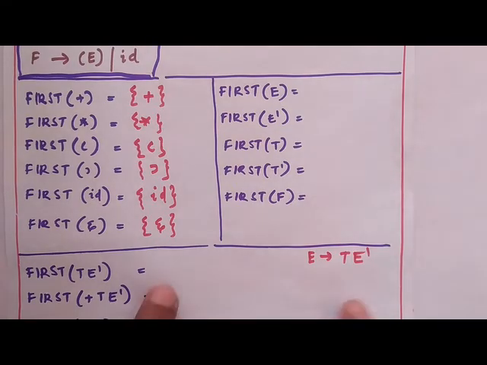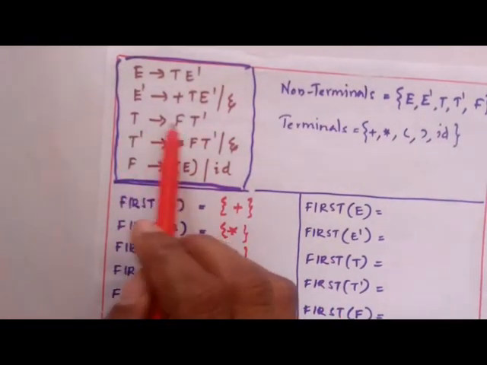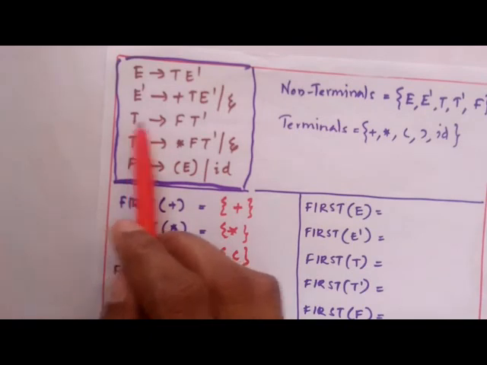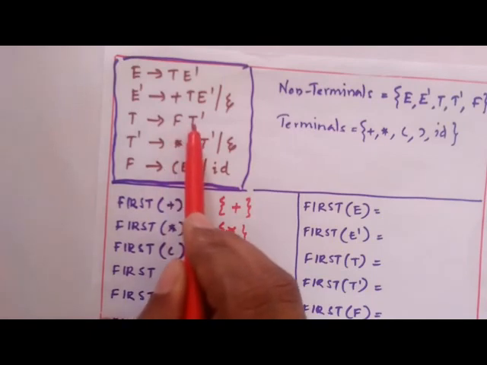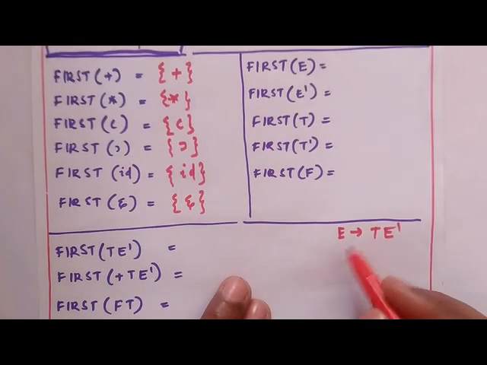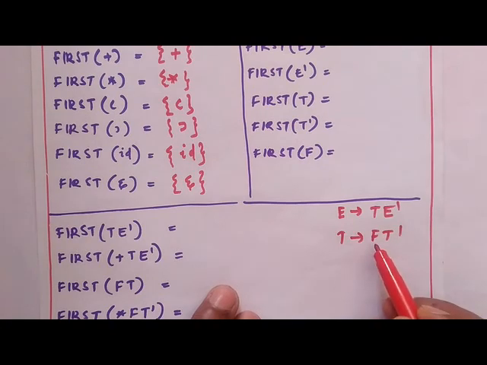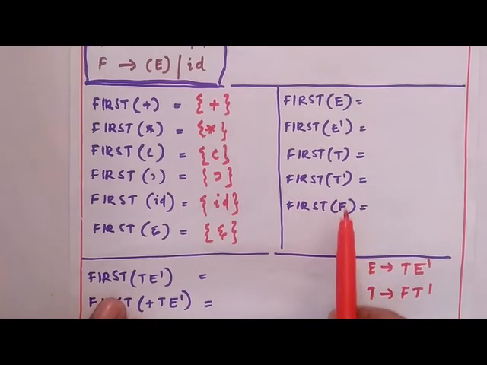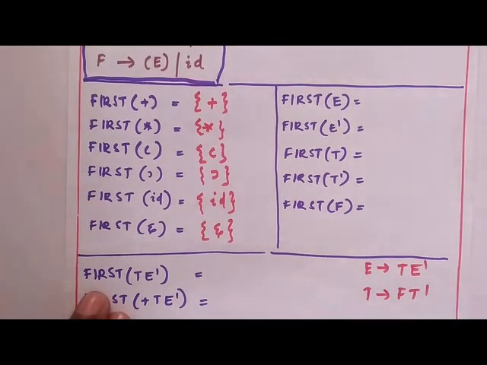Okay, so computing first of T. First of T, T gives epsilon is not there, but T gives F T dash is there. So to compute first of T, we need to compute first of F and first of T dash. Okay, fine. So T gives F T dash, then again first of F we want to compute. For computing first of F, we check whether F derives epsilon. No, it's not there because F does not have such a production.